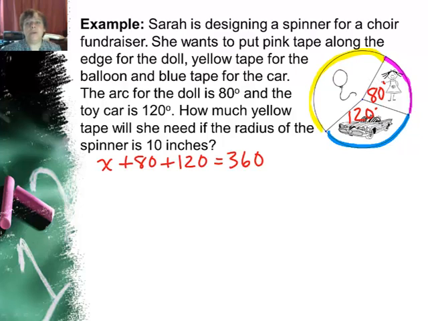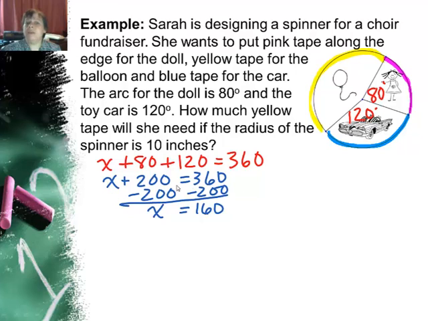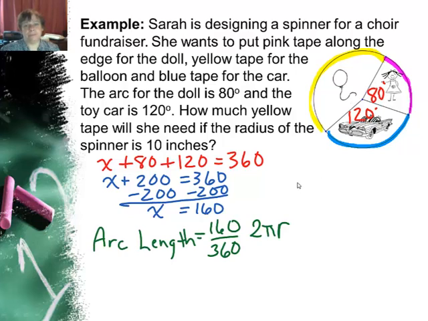Well, first of all, I know all three of these must add up to 360. So I call this angle x, and x plus 80 plus 120 equals 360. x plus 200 equals 360. Solve for x, and I get 160 degrees for the balloon.